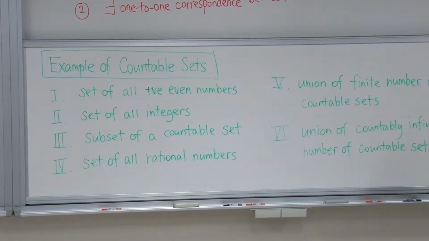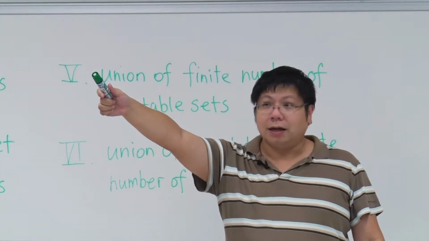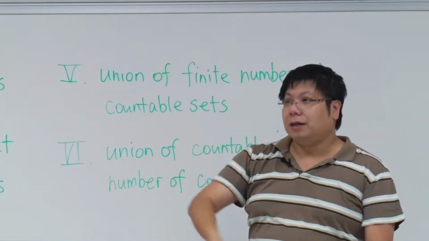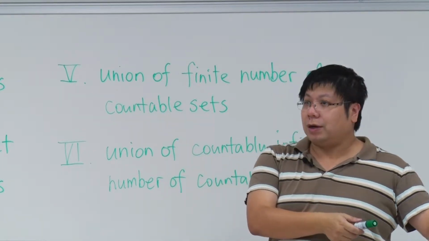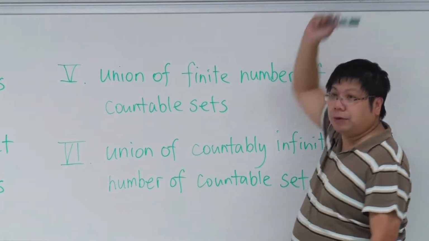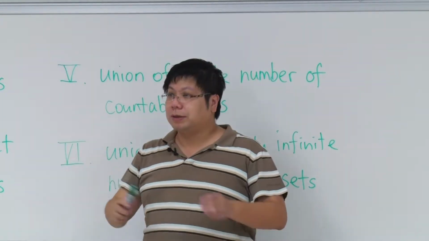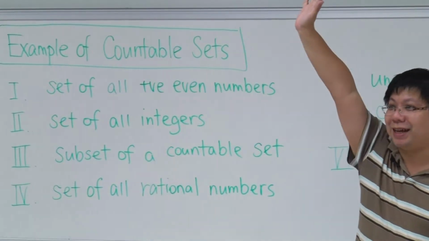Now, it's easy to get the correspondence. If you look at the number 1 in N, I'm going to look at 2 in this set of even numbers. If I'm looking at 2 in N, I'm going to look at 4. So I just double the number, then I will be looking at all the positive even numbers. If you're okay with this, could you please raise your hand?